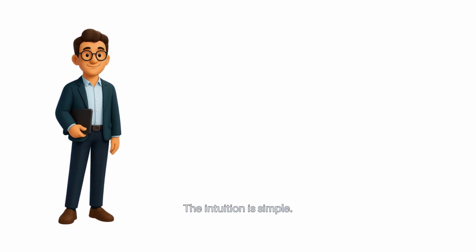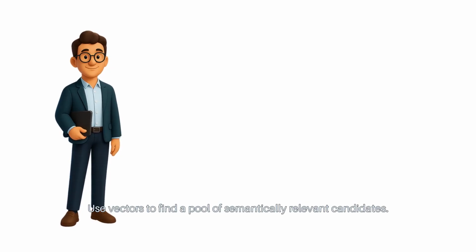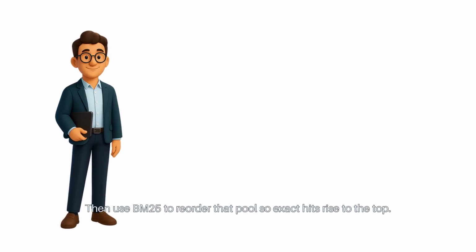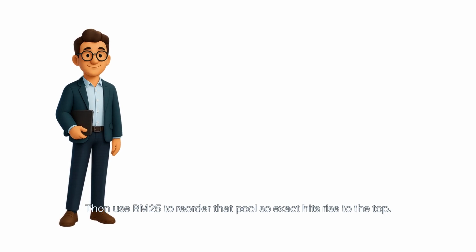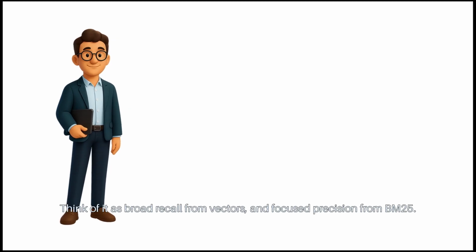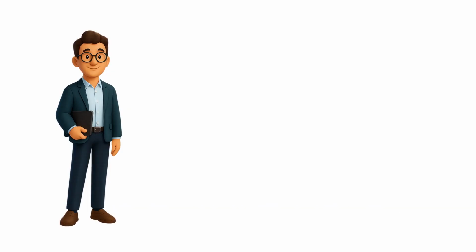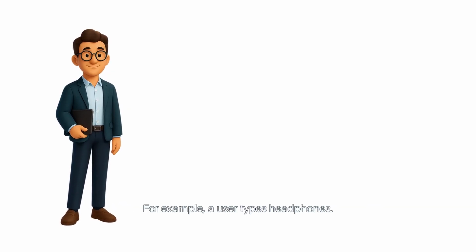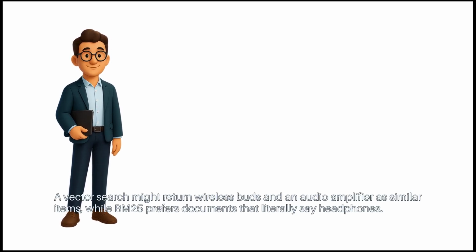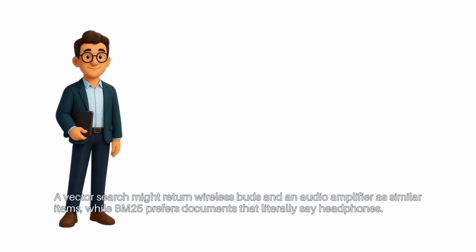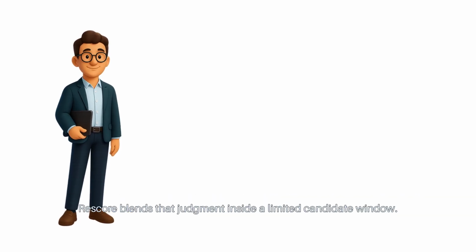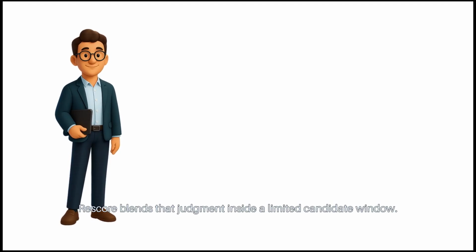The intuition is simple. Use vectors to find a pool of semantically relevant candidates. Then use BM25 to reorder that pool so exact hits rise to the top. Think of it as broad recall from vectors and focused precision from BM25. For example, a user types headphones. A vector search might return wireless buds and an audio amplifier as similar items, while BM25 prefers documents that literally say headphones. Rescore blends that judgment inside a limited candidate window.